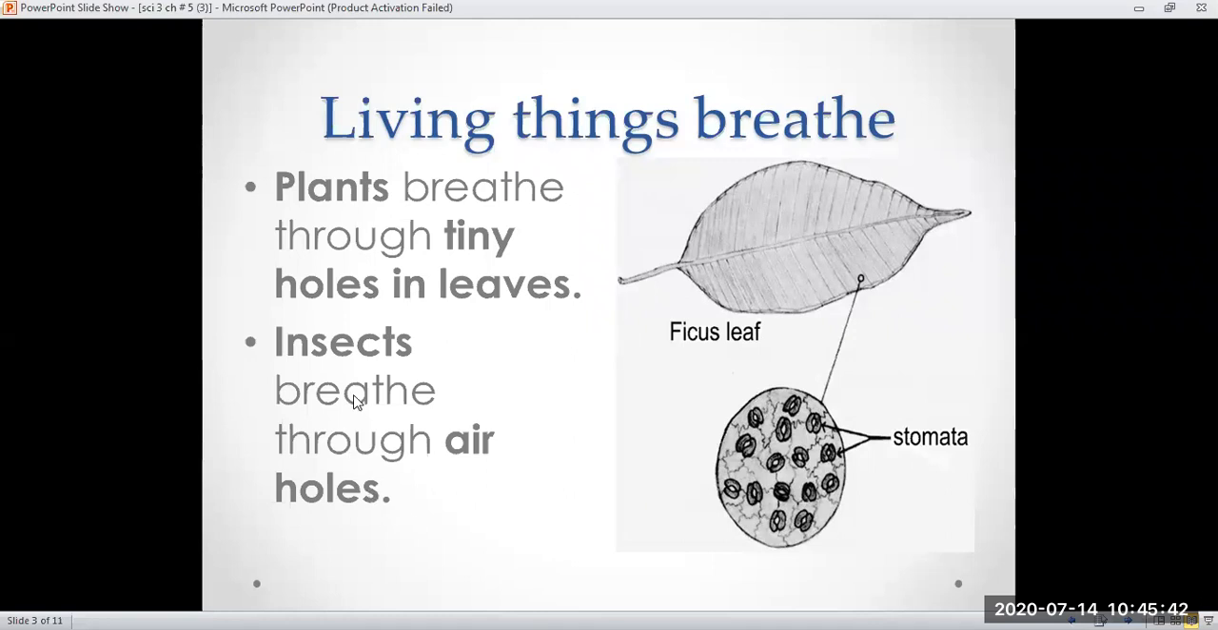Insects also breathe through air holes. In the insect's body there are small air holes, so that's why they can breathe. So now we have learned: animals and humans breathe through their nose, fish breathe through their gills, plants breathe through the tiny holes called stomata, and insects breathe with air holes. Again I'm repeating: human beings and animals breathe through the nose, fish through their gills, insects through air holes, and plants through tiny holes named stomata.